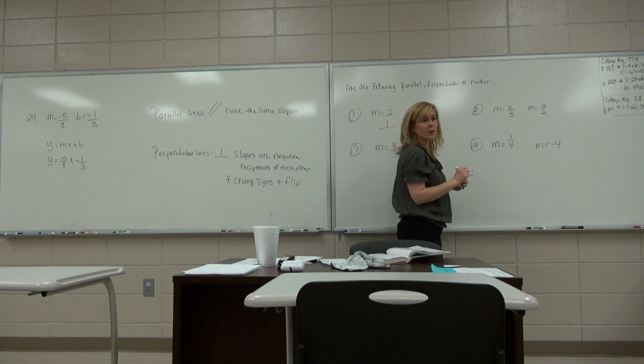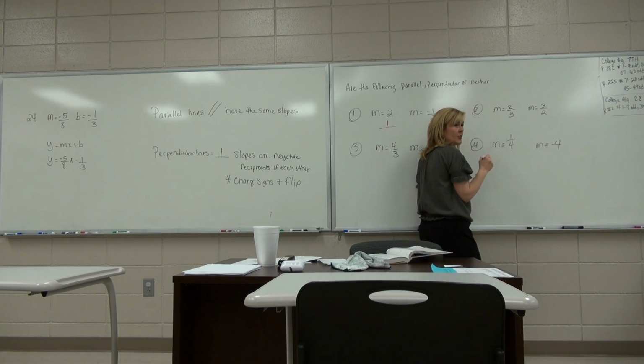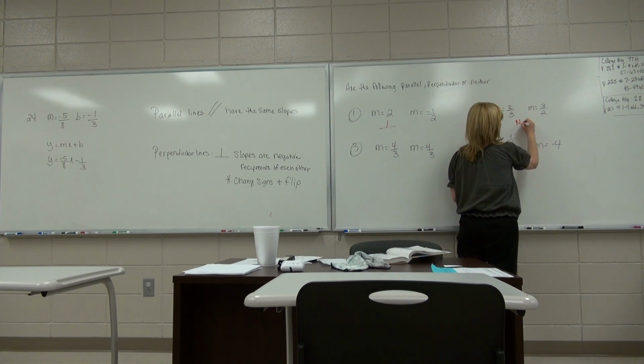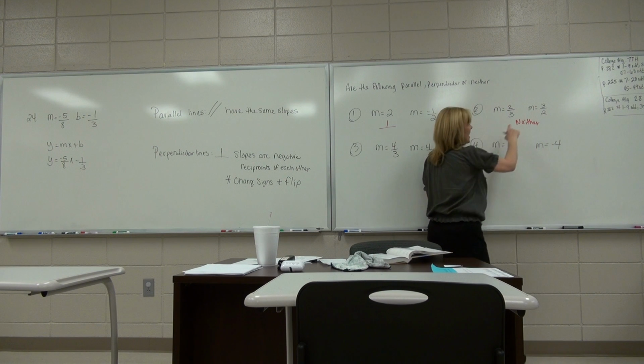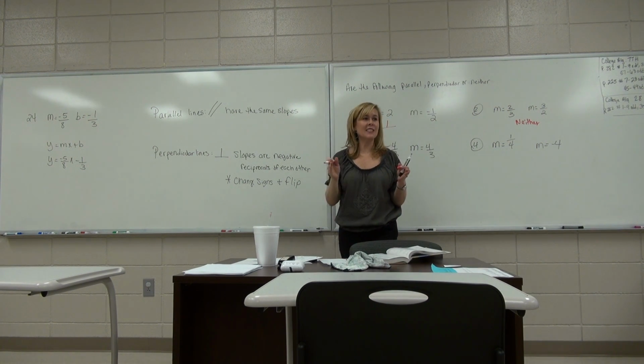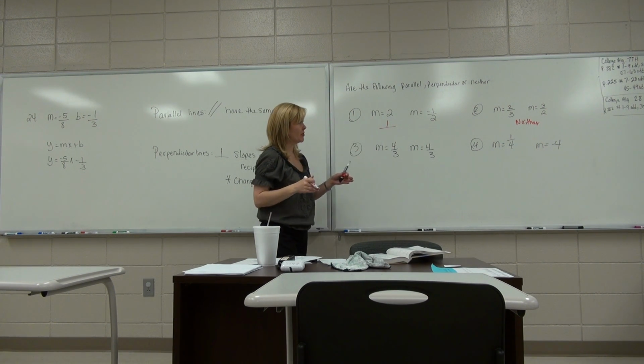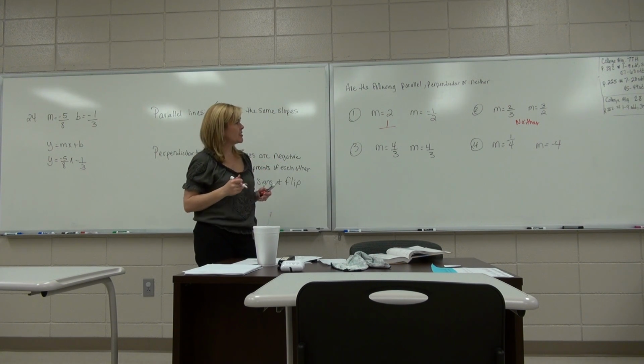2/3 and negative 3/2. Did the signs change? This one's neither, because this one doesn't have a negative on either one of them. They're both positive. Remember, to be perpendicular, the signs have to be different. They have been flipped, but the signs aren't different.